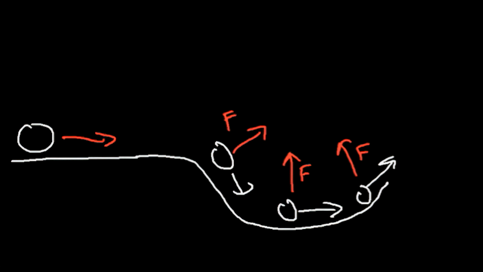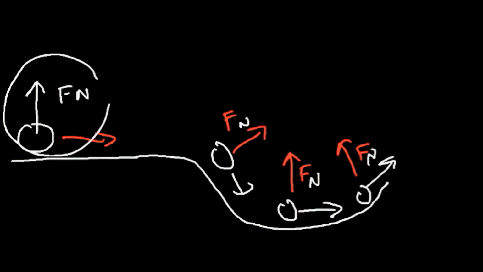The road exerts a normal force on the ball. So in this case, as the ball follows the curvature of the road, it exerts a normal force. The normal force that's exerted on the road is not the same normal force here. The magnitude is different. In this case, the normal force is equal to the weight.